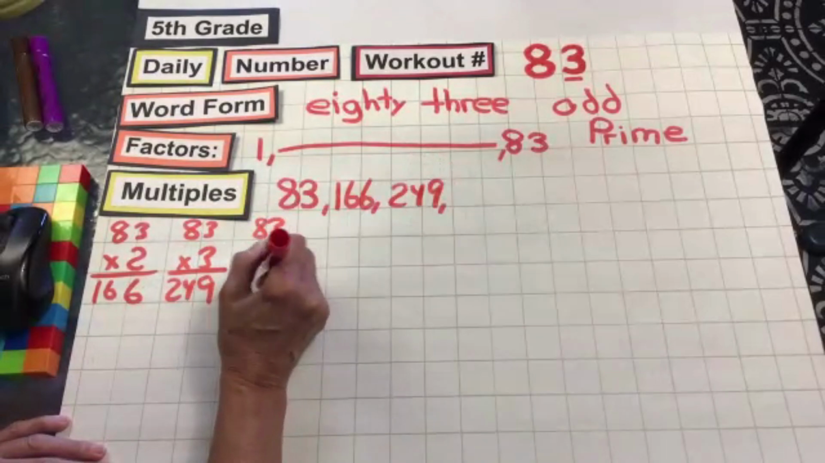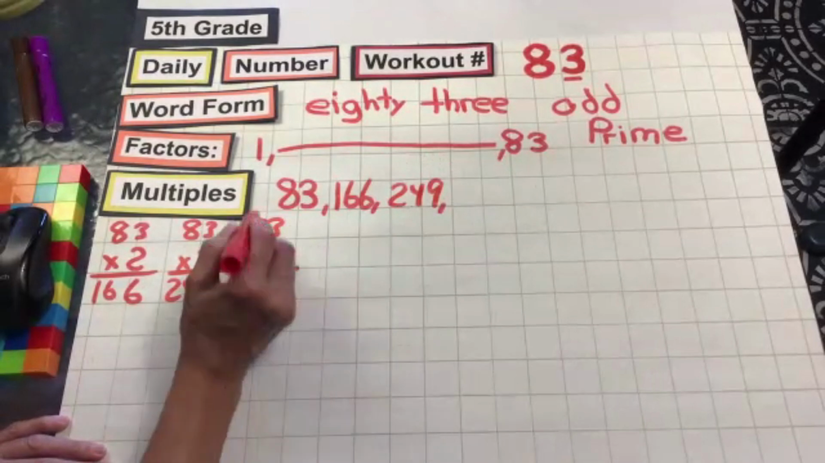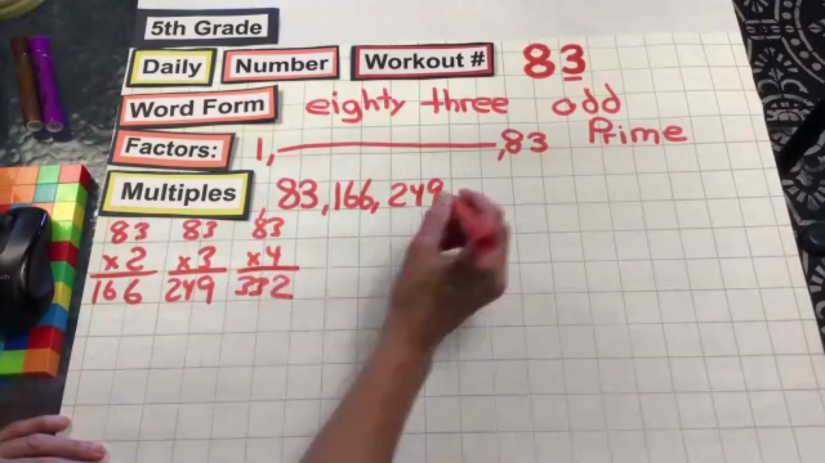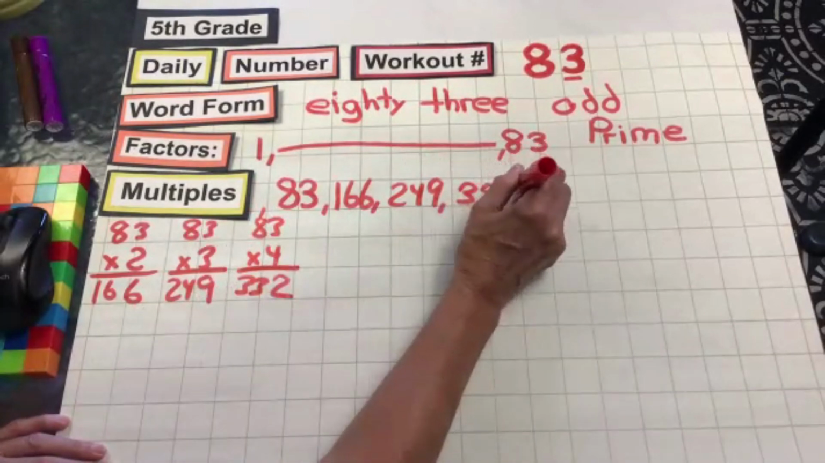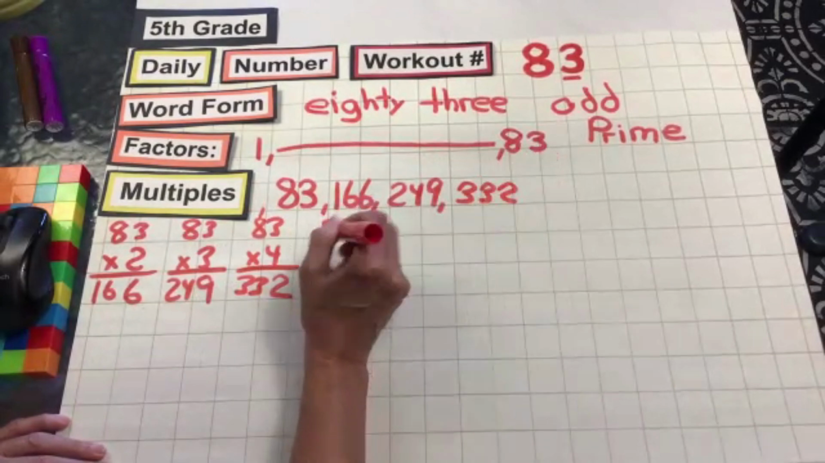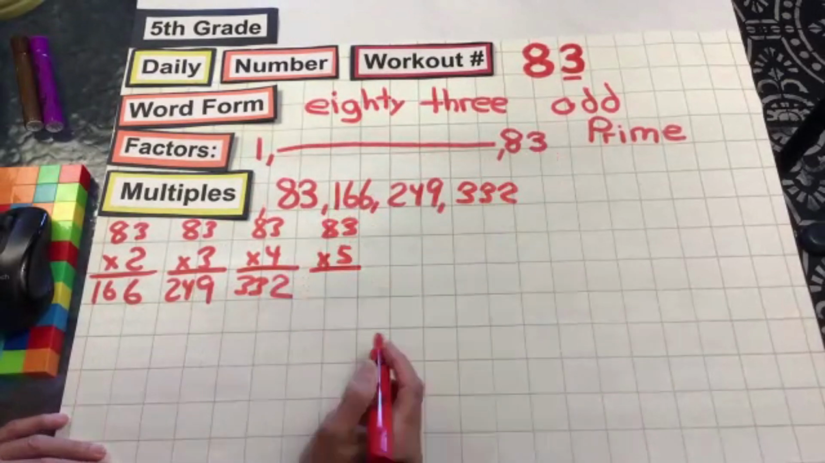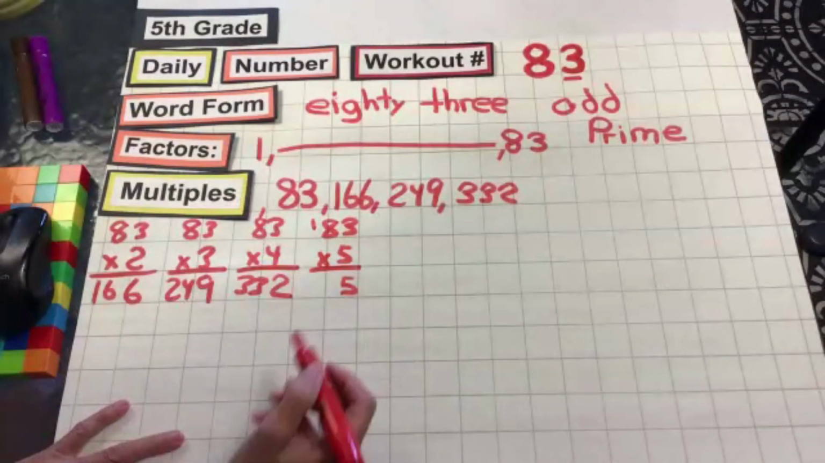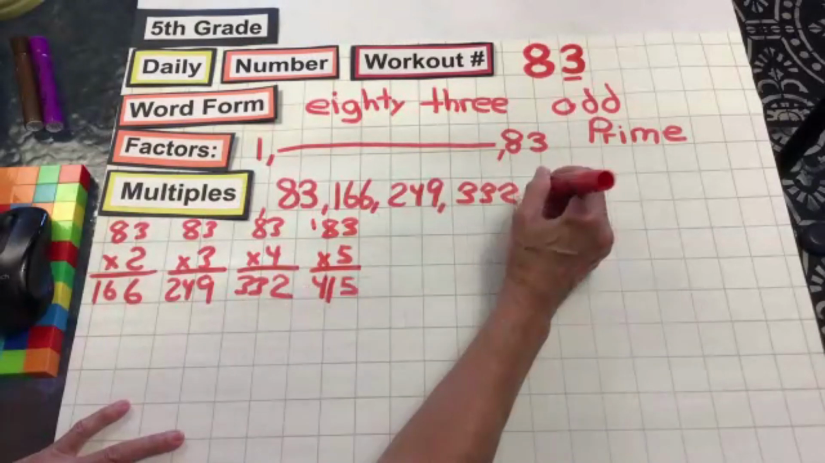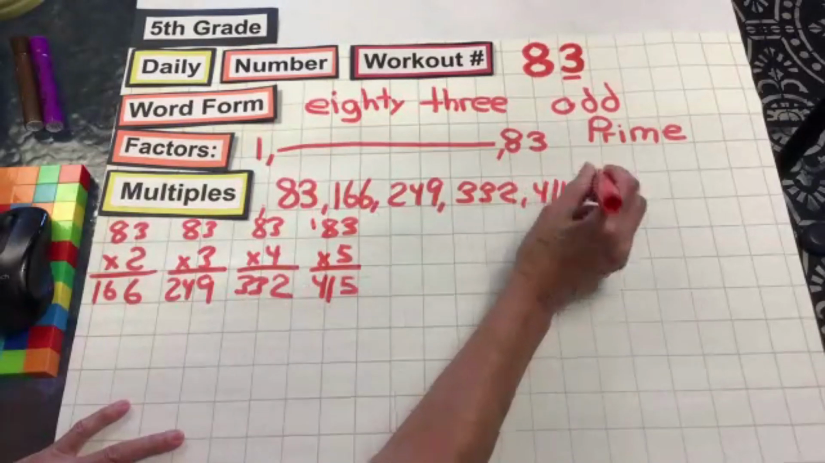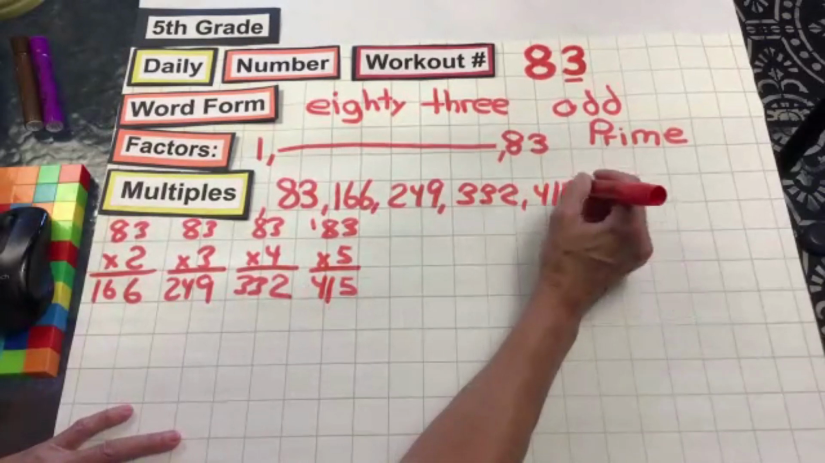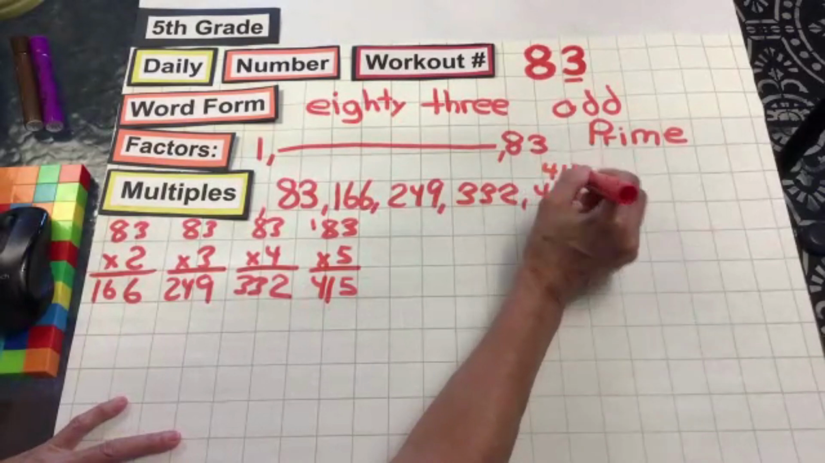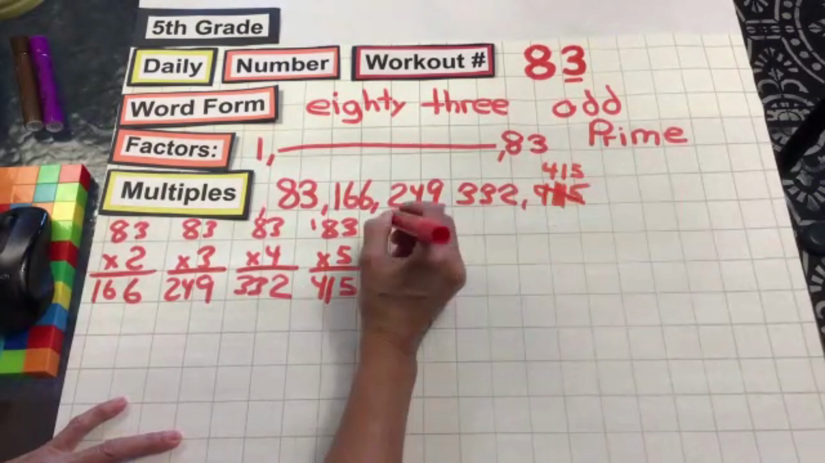83 times 4. 4 times 3 is 12. Drop the 2, carry the 1. 4 times 8 is 32, plus 1 is 33. 332. 83 times 5. 5 times 3 is 15. Drop the 5, carry the 1. 5 times 8 is 40, plus 1 is 41. 415. Ooh, look at that, I wrote 411 there. I'm going to put 415 over top. If I mess up like that, I got to fix it.